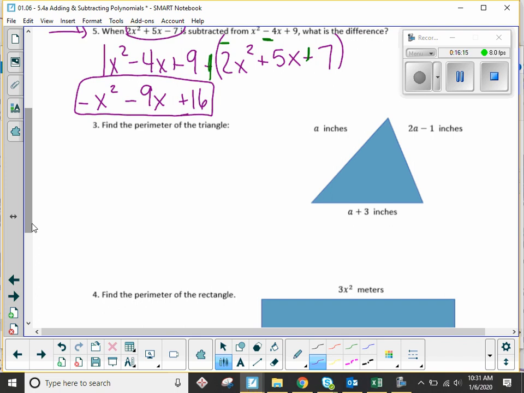All right, number 3, find the perimeter of the triangle. What does perimeter mean to do? Do what with them? Add sides. So we've got, give me one of the sides. Plus, and what's another one? What's another one?